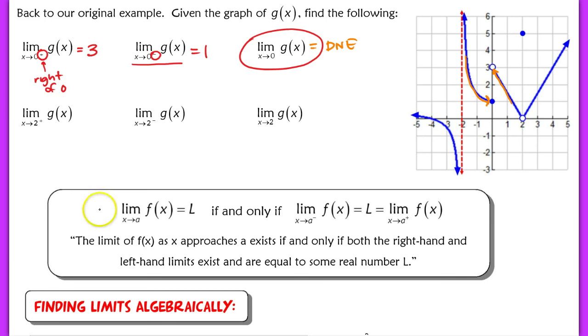And that now brings us to the theorem below here that says that the limit of f of x as x approaches a exists if and only if both your right-hand and left-hand limits exist and they are equal to some real number L.